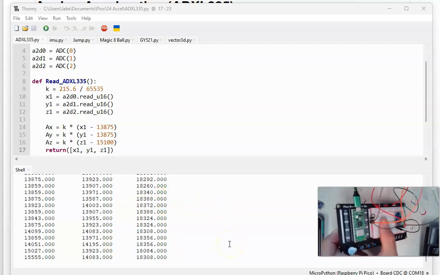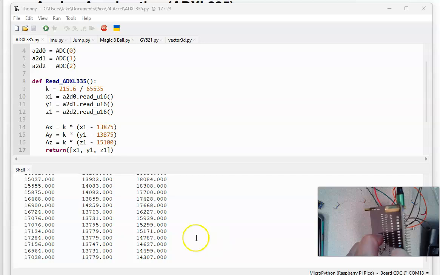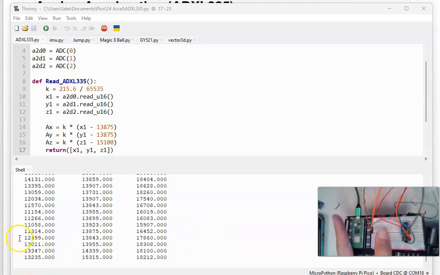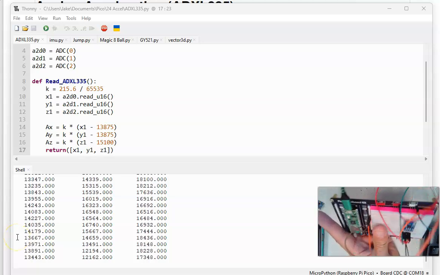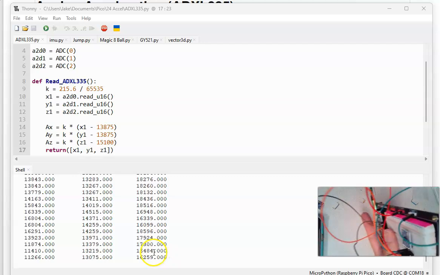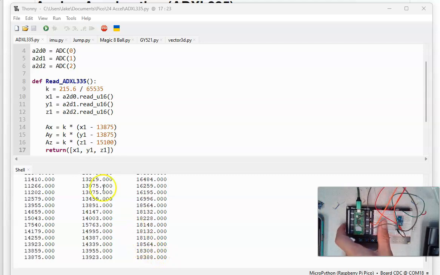As I tilt the board, you can see X is changing. The other way, this is Y changing. And Z is also changing. That's just the raw readings from the analog input.